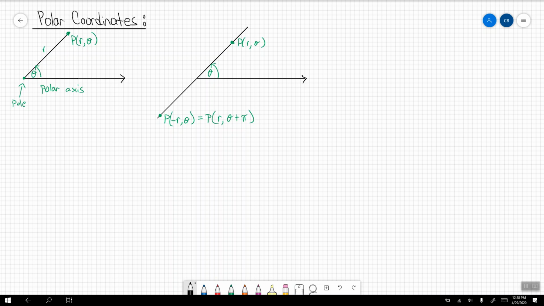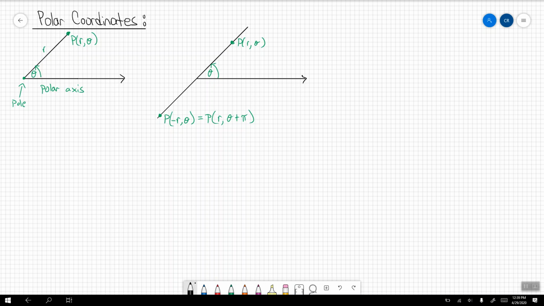Now, what I want to start off by saying with polar coordinates is that polar coordinates rely solely on trigonometry. We must be able to take this x and y coordinate system, in other words this Cartesian coordinate system, and we must be able to convert it into polar coordinates. Now, every single point in the Cartesian coordinate system will be able to be mapped to one specific point in polar coordinates.